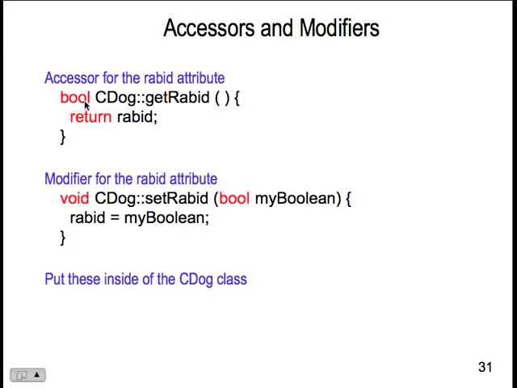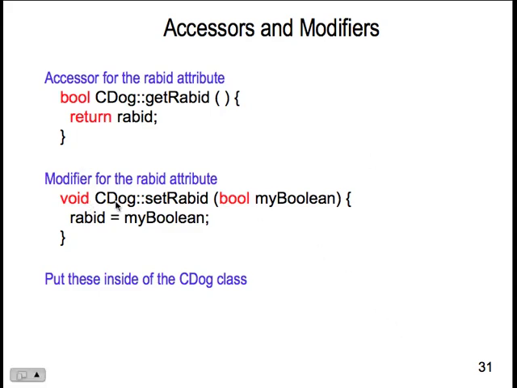So we have Boolean as the data type, and rapid is going to be true or false. So instead here we're going to get it, which means we're going to return it, which means this is going to give us the rapid, and then we can print it to the screen if we want. We can say cout get c1.getRapid, and that would print out true or false to the screen.